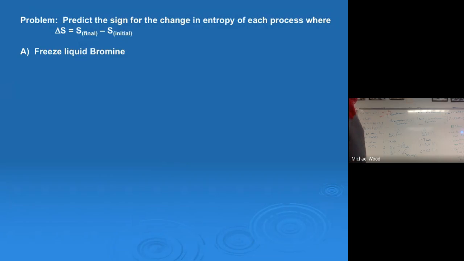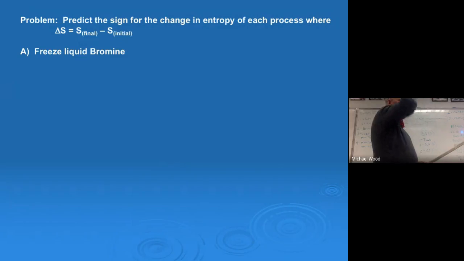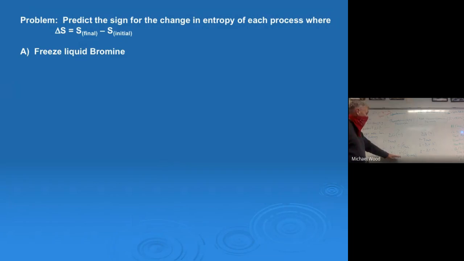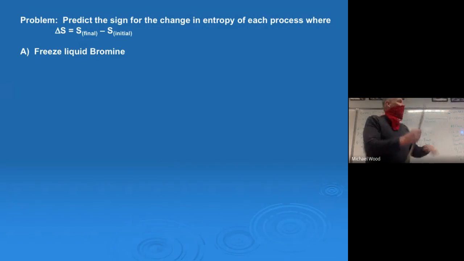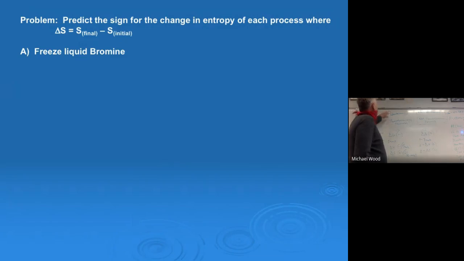So if we look at these scenarios, the first one is freezing liquid bromine. We end up as a solid and we started as a liquid. In this case, simply, is the sign positive or negative? If delta S is positive, then the entropy is increasing, which pushes a reaction more towards being spontaneous. This one would be negative, because we end up as a solid and we started as a liquid. The liquid would have more entropy.